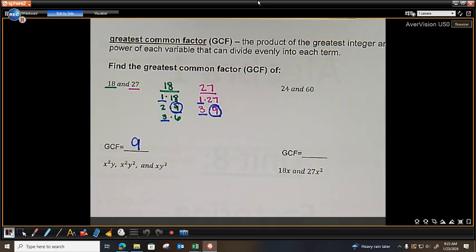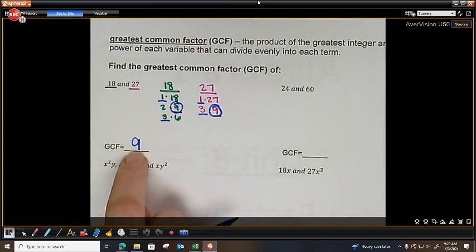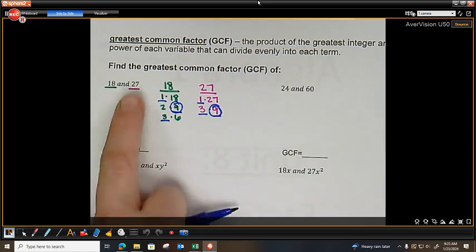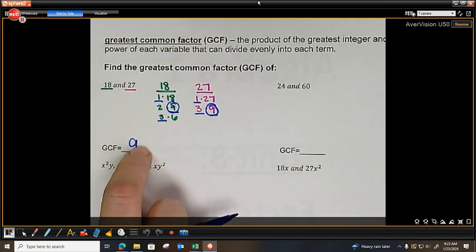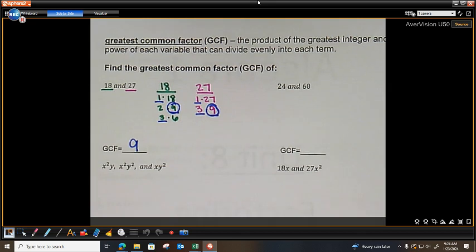What does it mean if 9 is my largest GCF? When I divide 18 by 9, I get 2. Not subtracting. Divide. So we get 2, and then when I get 27 divided by 9, I get 3. Okay? So both 18 and 27 are divisible by 9. And when you divide out the 9, you get 2 smaller numbers. Are we good with that? Yes?